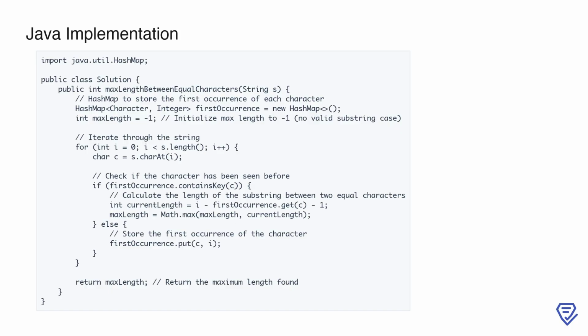The method iterates through the string, storing the first occurrence of each character and calculating the maximum substring length between matching characters. If no valid substring is found, it returns -1. This approach ensures clarity and efficiency in Java.